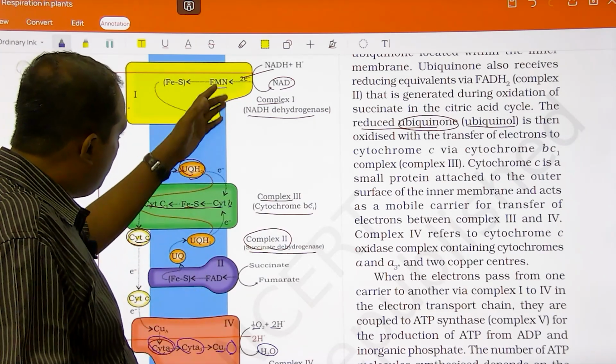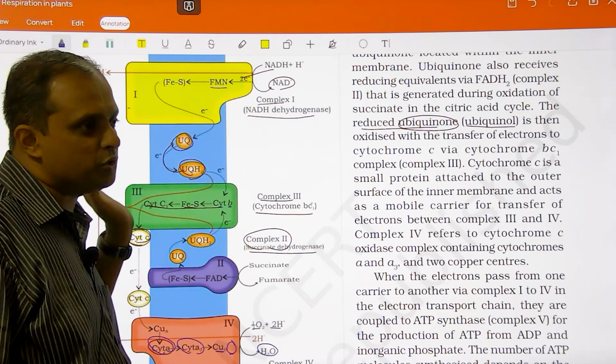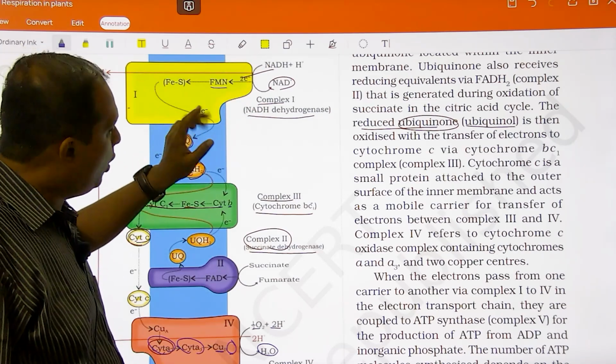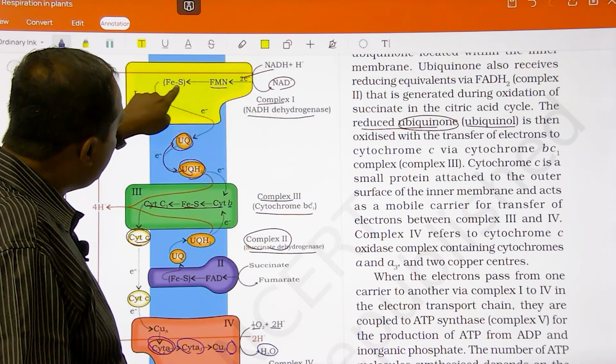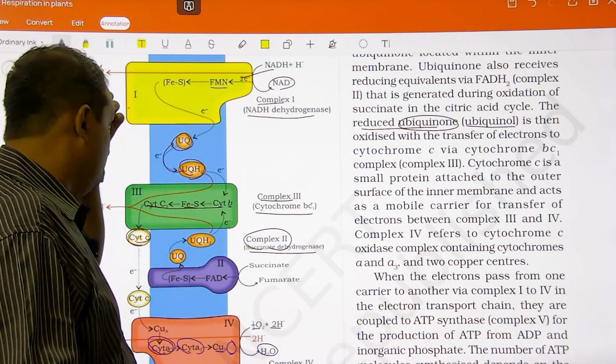So you are supposed to understand what are the complexes involved. All the complexes are involved except complex 2 with respect to electrons from NADH. And you should also know what are the electron carrier molecules in each complex and what the complex name is. So everything is important, right?